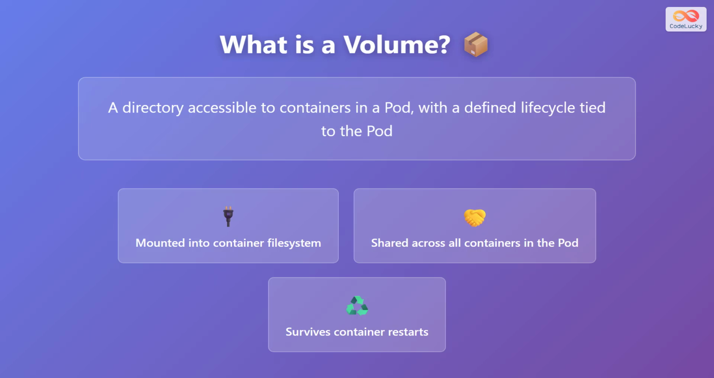So, what exactly is a volume? A volume is essentially a directory that's accessible to all containers running in a pod. It has a defined lifecycle that's tied to the pod itself. Volumes solve the storage problems we just discussed in three key ways. First, volumes are mounted directly into the container's file system at a path you specify. Second, all containers within the same pod can access and share the same volume, enabling data sharing and collaboration. Third, volumes survive container restarts, ensuring your data persists even when individual containers crash or are recreated. This makes volumes a fundamental building block for any application that needs to work with data in Kubernetes.